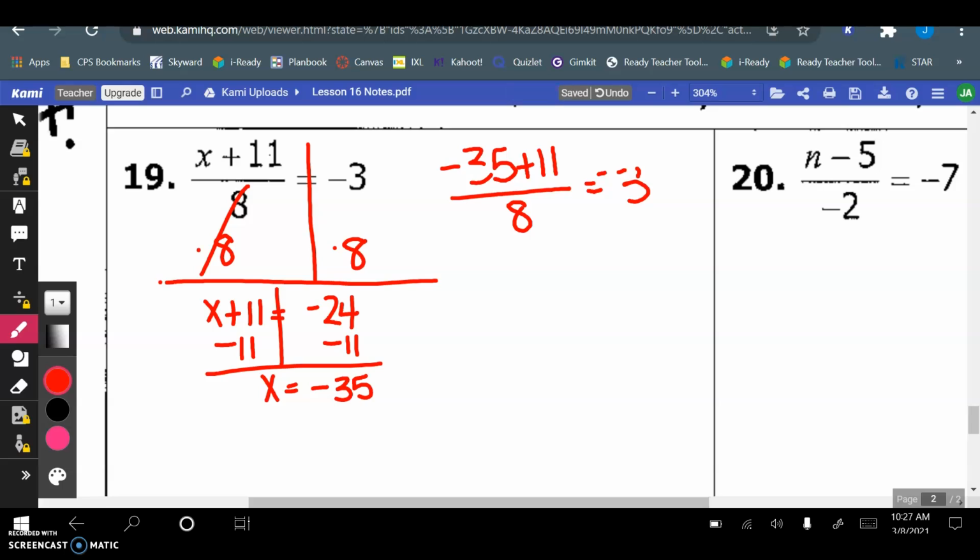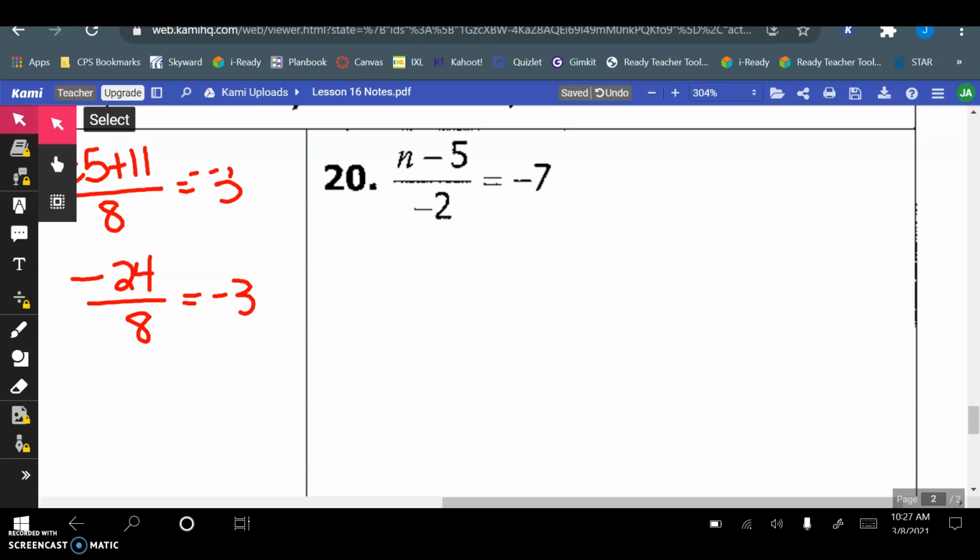So negative 35 plus 11, we're going to subtract since they're different signs. The bigger one is negative, and that would be 24. So negative 24 divided by 8 is negative 3, and that is true. So then we know our answer is correct.